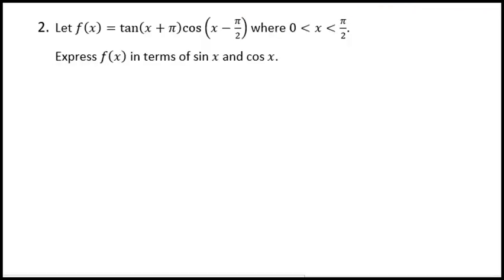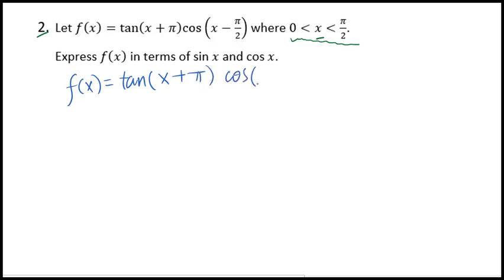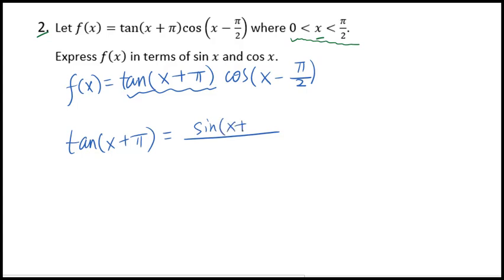Let's go to number 2. Let f of x equals tangent x plus pi times cosine x minus pi over 2, where x is between 0 to 2 pi. Express f of x in terms of sine x and cosine x. First of all, we will use compound angle identities to figure this out. For tangent x plus pi, we will use sine x plus pi over cosine x plus pi.